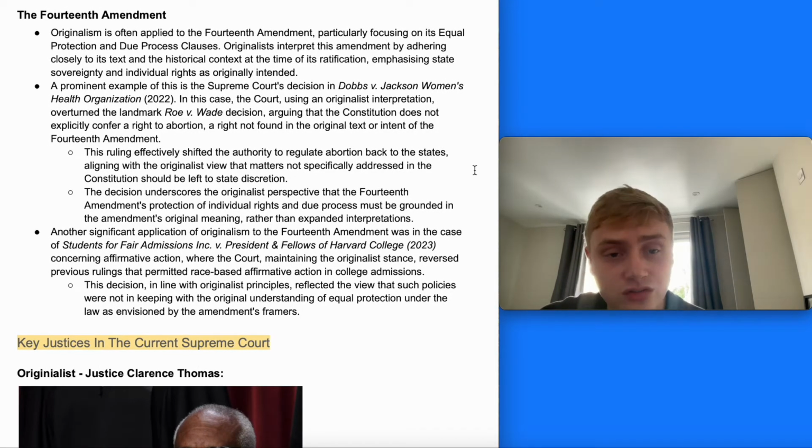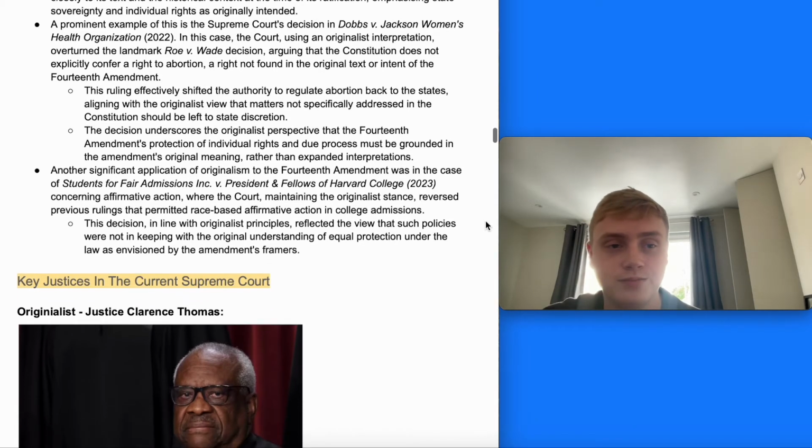And this underscores the originalist perspective that the 14th Amendment's protection of individual rights and due process must be grounded in the amendment's original meaning, rather than the expanded interpretation to, as they see it, unfairly create a constitutional right to an abortion, which isn't there under kind of the privacy provisions of the Due Process Clause.